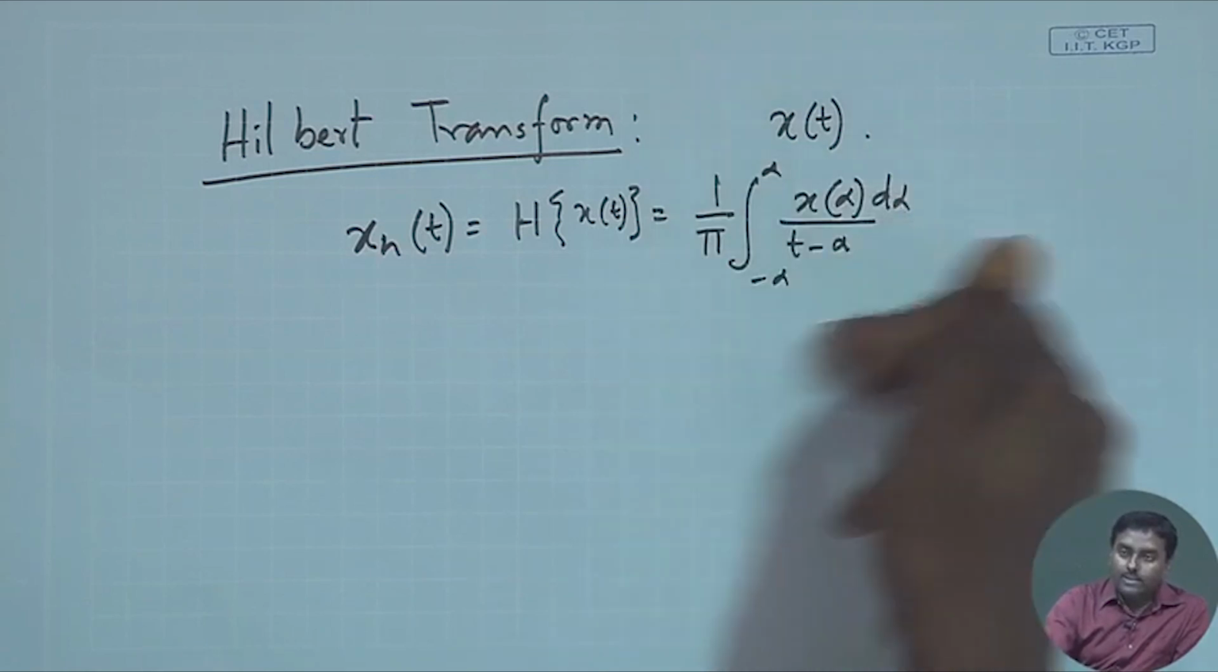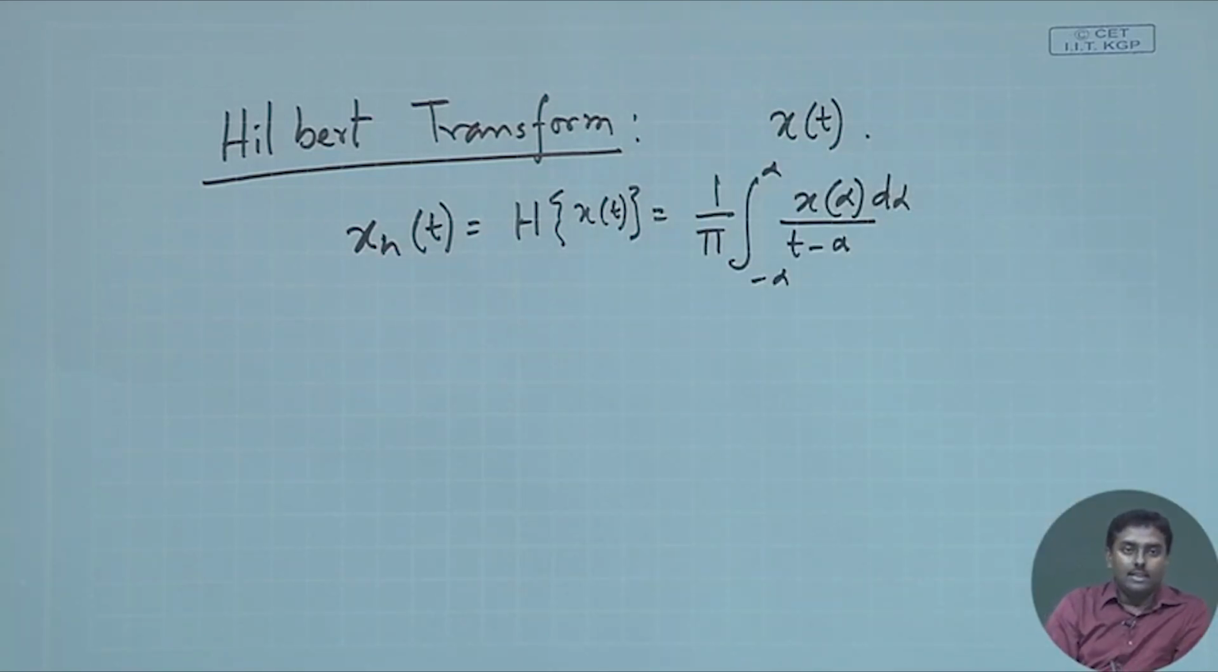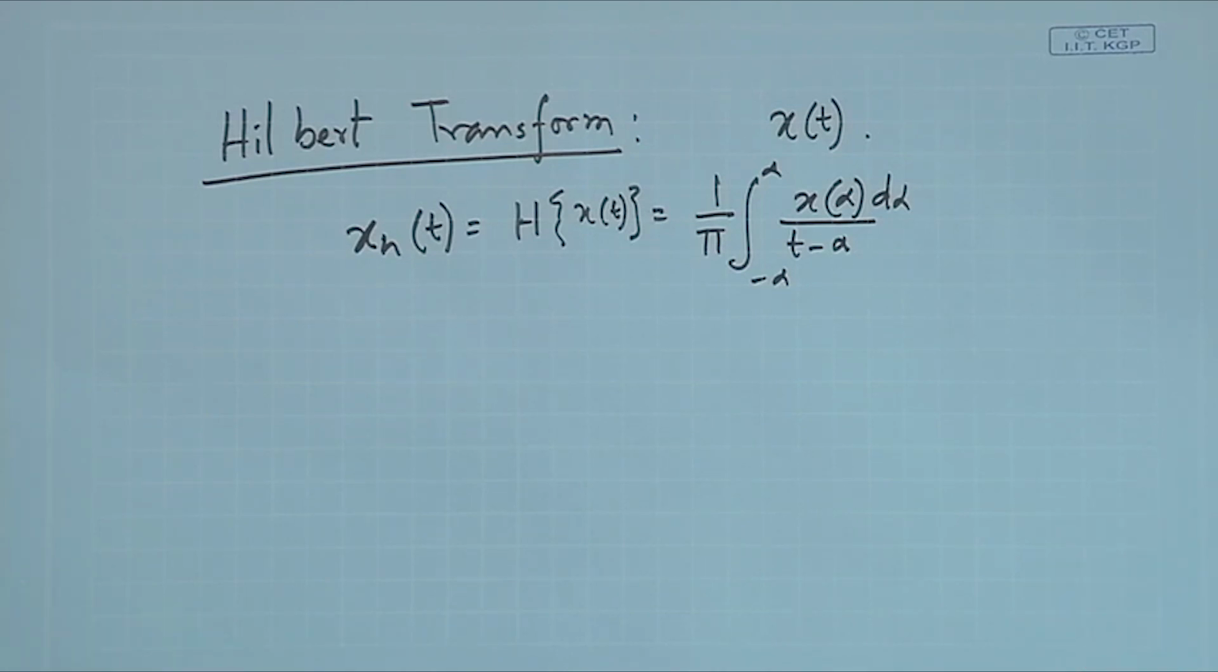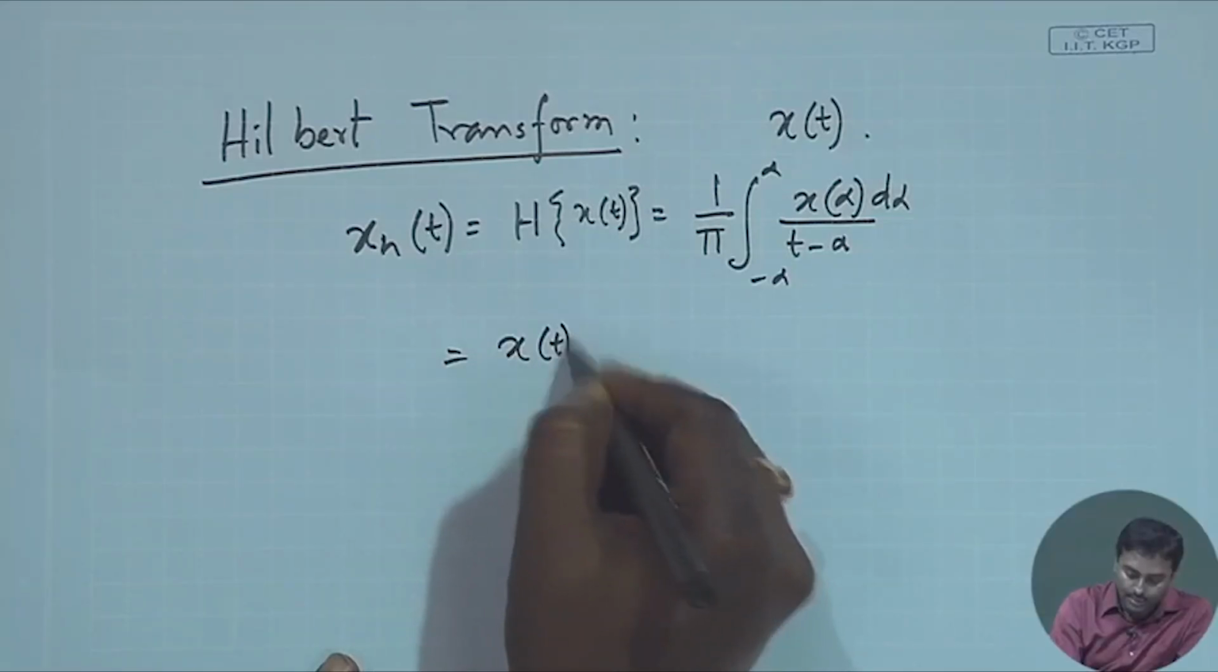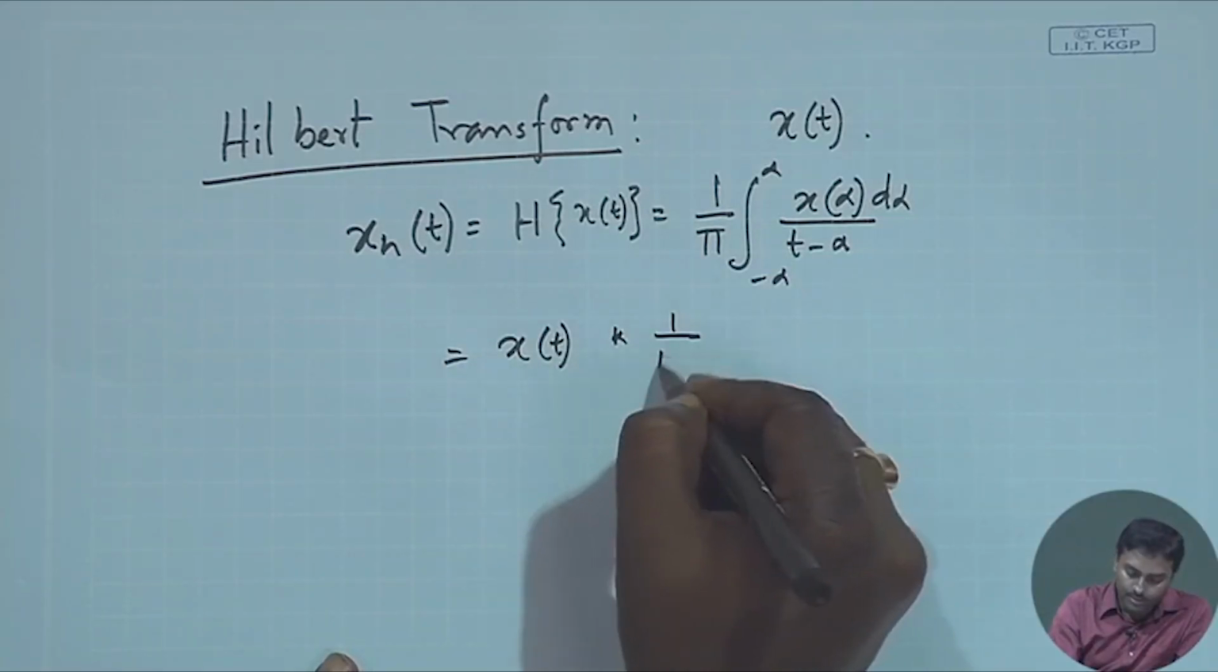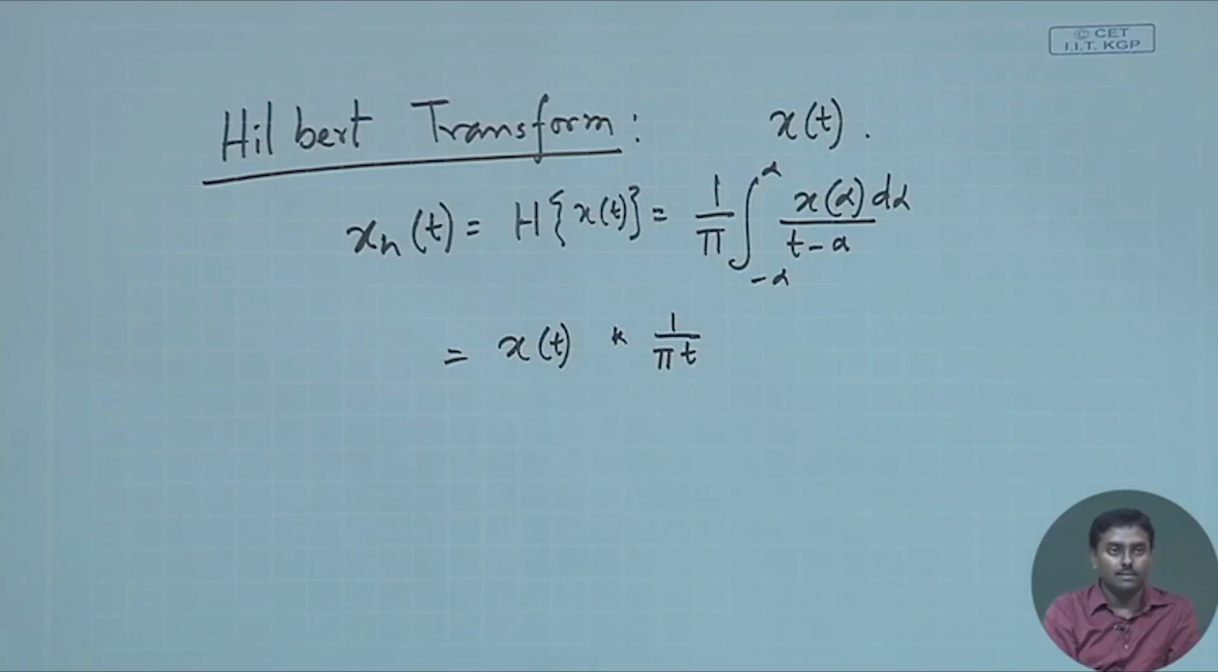If you try to see what this is, it is almost like a convolution. We have already defined what convolution is. It is a convolution of x(t) with 1 by pi t.